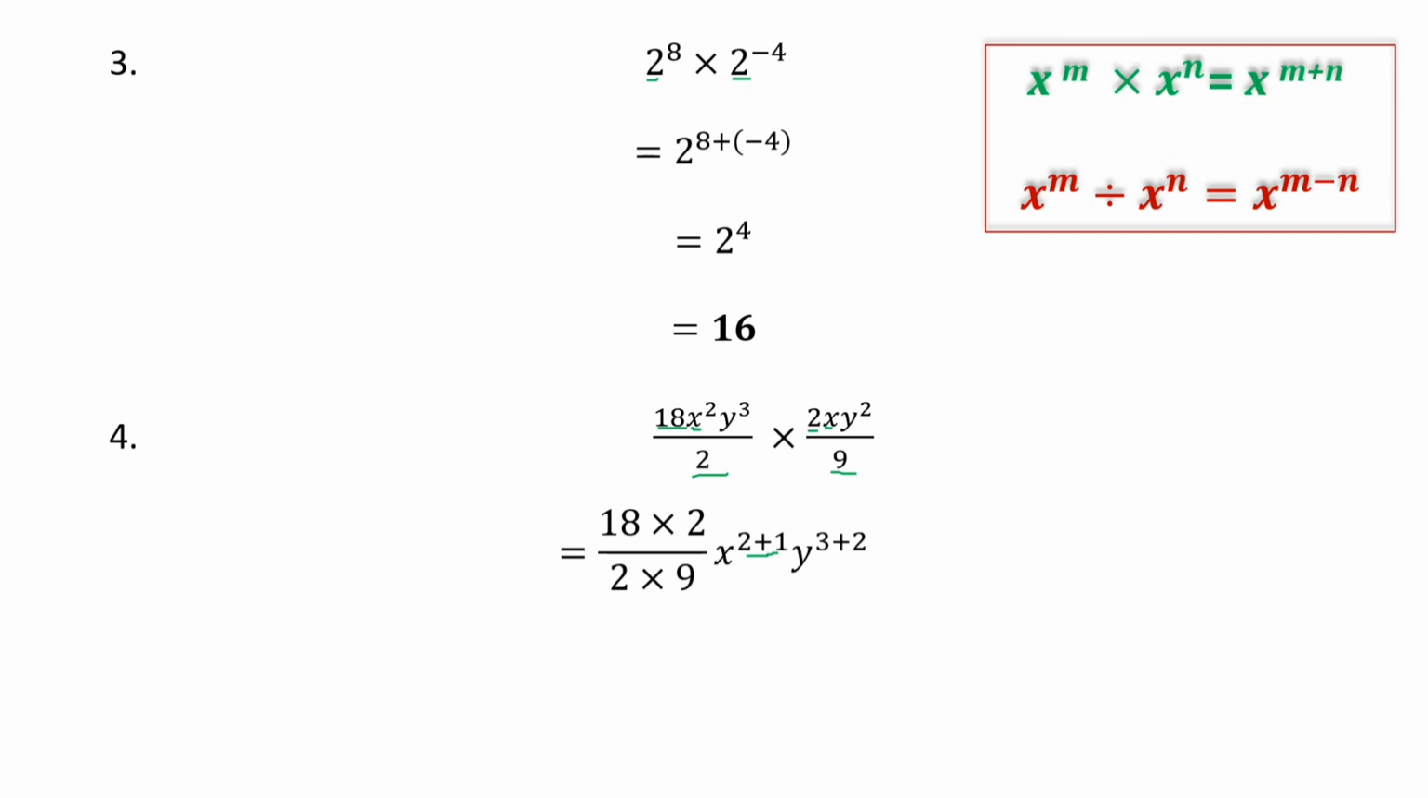The same for y. In the first fraction, we have y to the power 3. In the second fraction, we have y to the power 2. So we are adding those two powers, 3 and 2, and we get 5. So if we simplify here, these 2 and these 2 will go. 9 into 9 is 1, 9 into 18 is 2. So we remain with 2 as the coefficient. Then this simplifies to x to the power 3, y to the power 5, like this. That's our final answer.